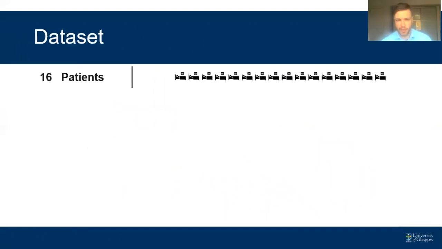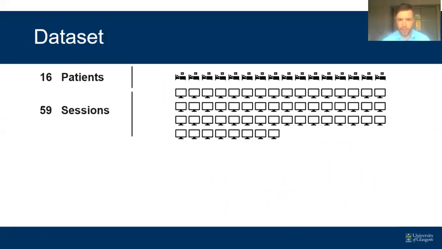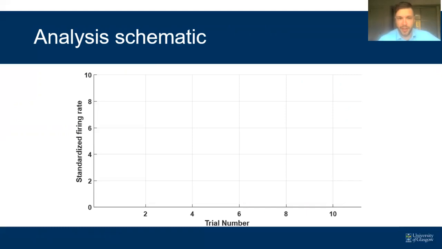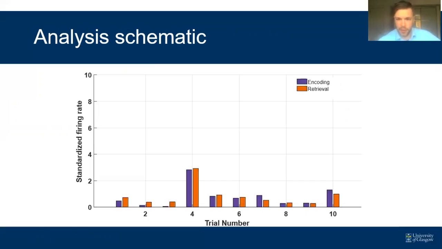We have a rather large data set of 16 patients, 59 sessions, and a total of 585 neurons, all located in the hippocampus. You can see here an analysis schematic. On the y-axis, you can see the standardized firing rate, and on the x-axis, you can see the trial number. Now, color-coded in purple is encoding, and retrieval is in orange. This is for one particular single unit.